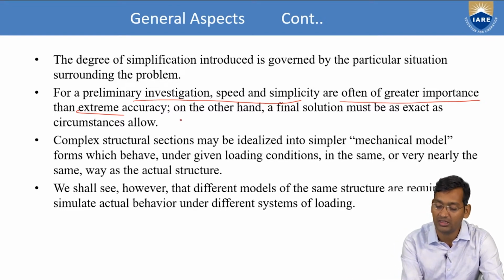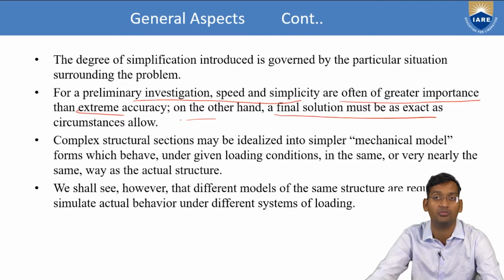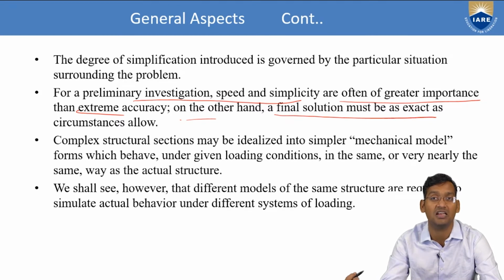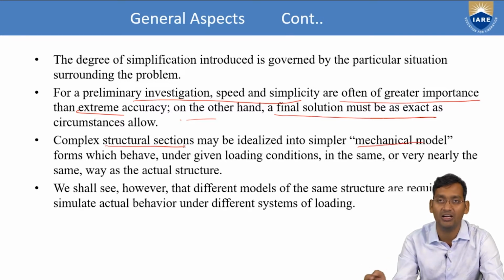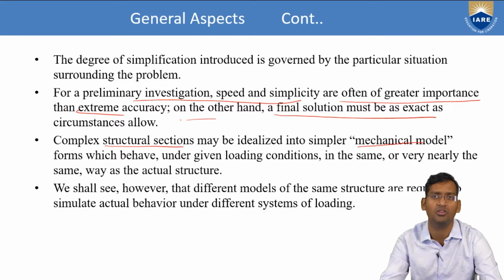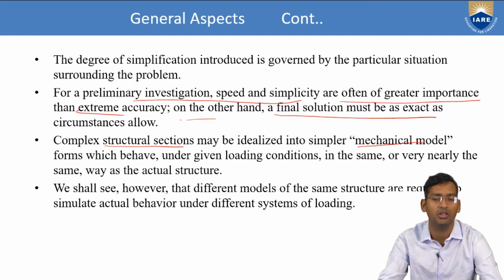Okay, on the other hand, a final solution must be as exact as circumstances allow. Whatever the circumstances are, we have to find it as exact as possible. Complex structural sections may be idealized into simpler mechanical models. Whatever the structural sections are, we can idealize. Idealized means nearly impossible, but still we assume, like an ideal gas. Achieving an ideal gas is impossible, but we compare the real gas with the ideal gas: how much closer to it, the better the behavior.